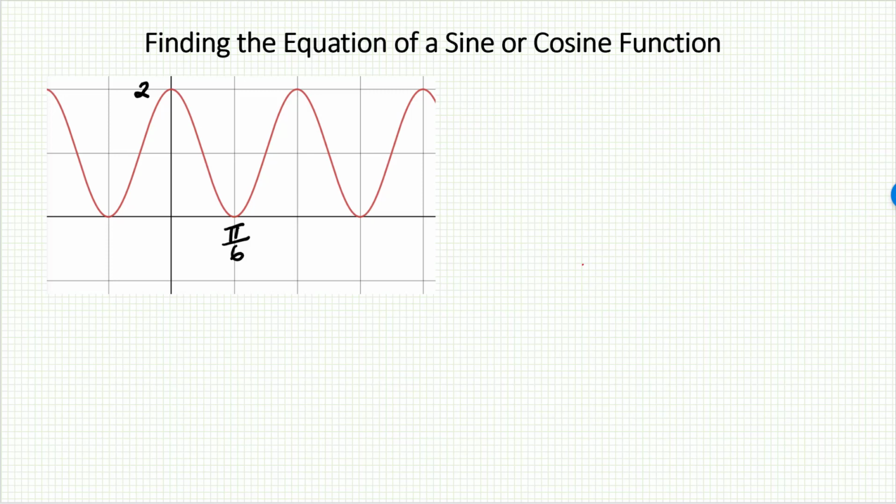Finding the equation of a sine or cosine function. So now we want to go backward. We've got a graph. We want to write the equation. We've done this before. We just have a few more things to think about now.